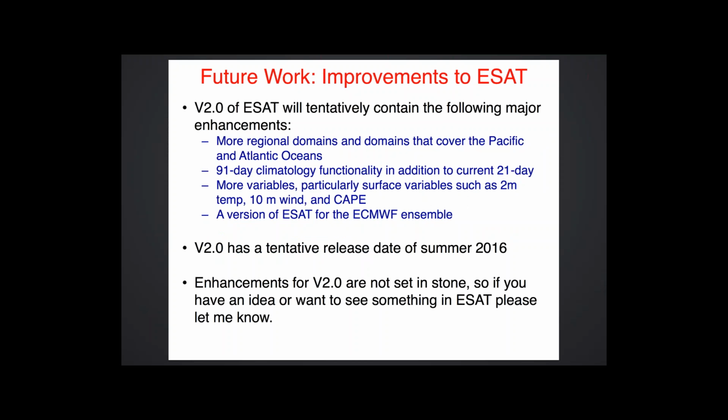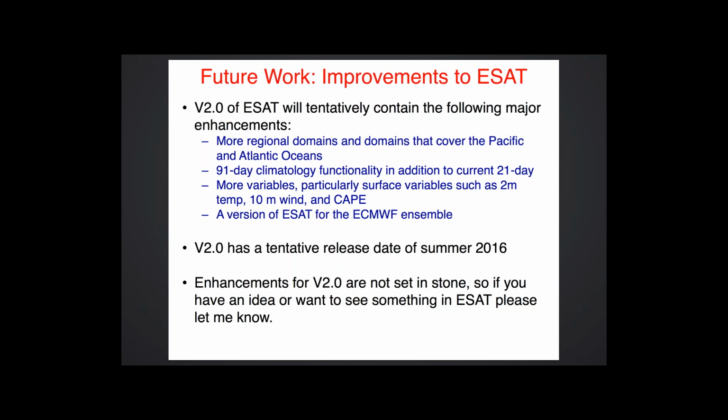So for our future work, version 2 of ESAT will tentatively contain the following major enhancements. We are going to add more regional domains and domains that cover the Pacific and Atlantic Oceans. We are also planning to add a 91-day climatology functionality, which will be in addition to the current 21-day. We are going to add more variables, focusing on surface variables such as 2-meter temperature, 10-meter wind, and CAPE.